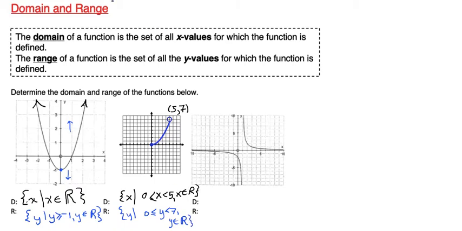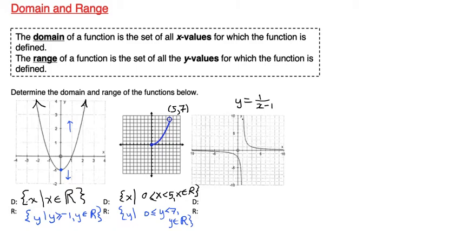Okay, the next one is a little bit tricky. This is something new for you guys. This is a function called a rational function, and the equation of this function would be something like 1 over x minus 1.